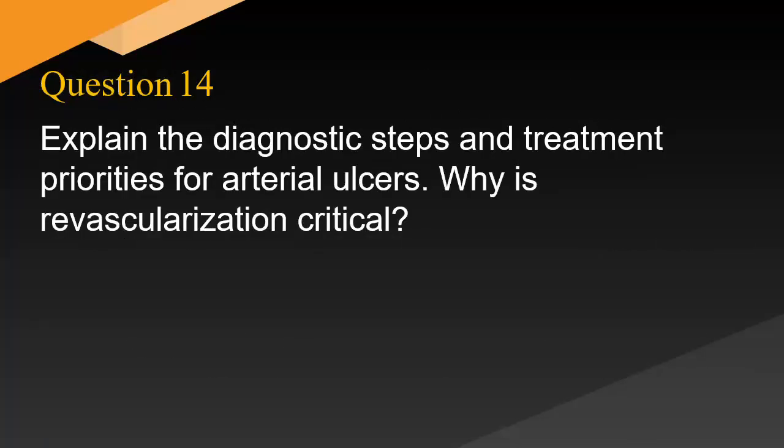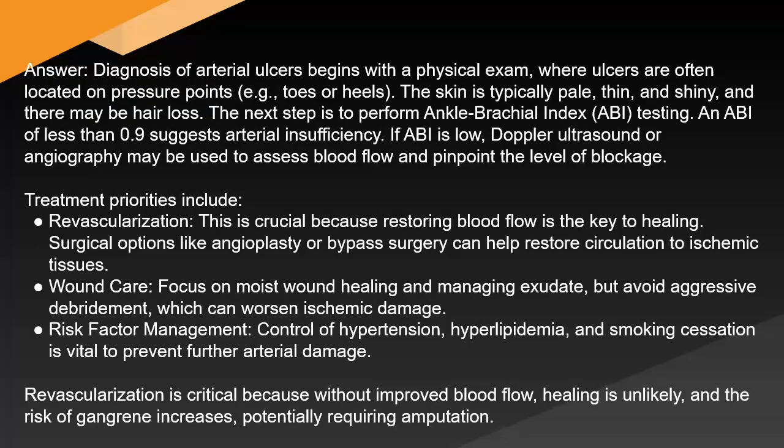Explain the diagnostic steps and treatment priorities for arterial ulcers. Why is revascularization critical? Answer: diagnosis of arterial ulcers begins with a physical exam where ulcers are often located on pressure points, e.g., toes or heels. The skin is typically pale, thin, and shiny, and there may be hair loss. The next step is to perform ankle brachial index (ABI) testing. An ABI of less than 0.9 suggests arterial insufficiency.